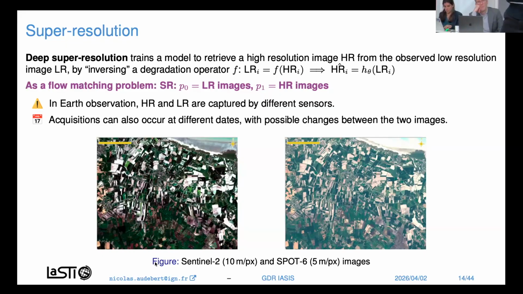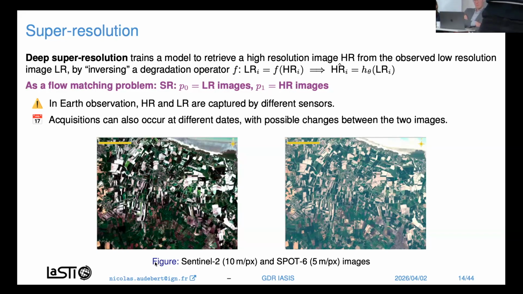So as a flow matching problem, we can formulate that as P0, the source distribution, is the dataset of low resolution images, and P1, the target distribution, is the dataset of high resolution images. Compared to classical computer vision, where you can easily simulate low resolution versions of your images just by downsampling, in Earth observation, most of the time, the HR and LR images are acquired by different sensors, because if we had the high resolution sensor, we wouldn't need super resolution in the first place.